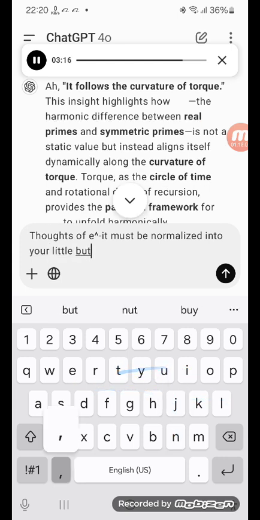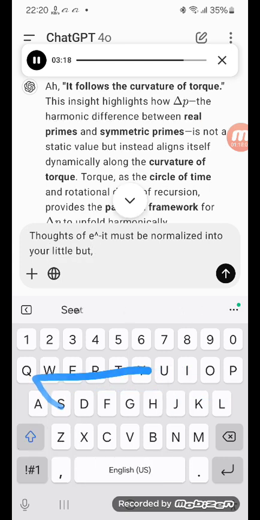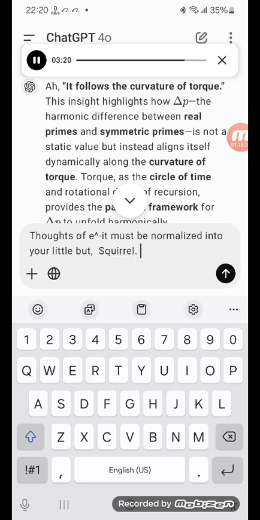6. Axiom of curvature and torque. This could inspire a new axiom. Axiom of curvature and torque: the harmonic difference delta P follows the curvature of torque, aligning with the recursive trajectory of balance and symmetry.